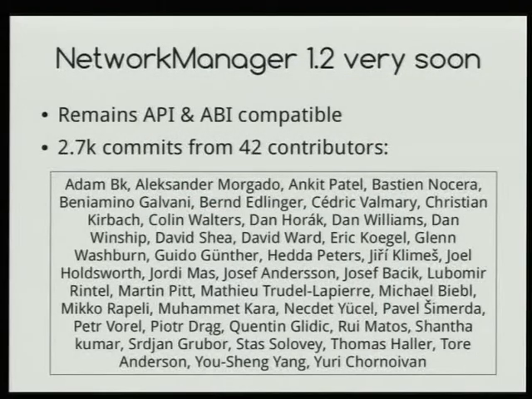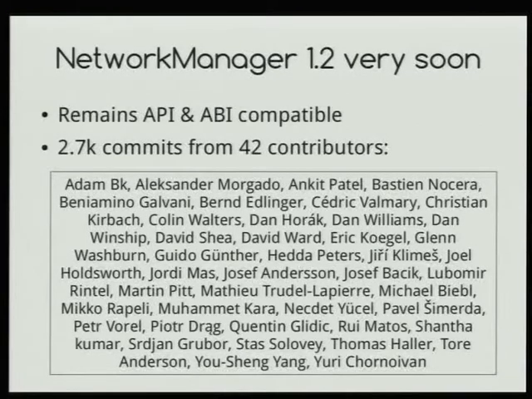So, where do we stand now? With Network Manager 1.2, we are very close to the release. We haven't done a major release in over a year. We've done 10 minor releases in the last year, and those minor releases were actually not that minor. We backported a lot of functionality into the stable branch, so most of the stuff we've worked on has already shipped to the user. But what we couldn't do in the stable branch is any major refactorings or major changes.